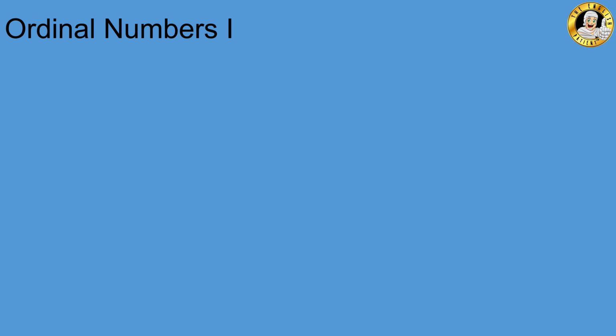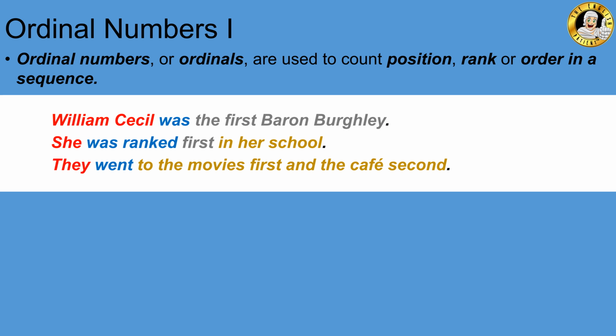Let's take a look then at ordinal numbers next. Now, ordinal numbers, sometimes just called ordinals, are used to count position, rank, or order in a sequence. For example, William Cecil was the first Baron Burghley. Now, this would be then his position. She was ranked first in her school. This is her rank, clearly. They went to the movies first and the cafe second. This is order in a sequence.